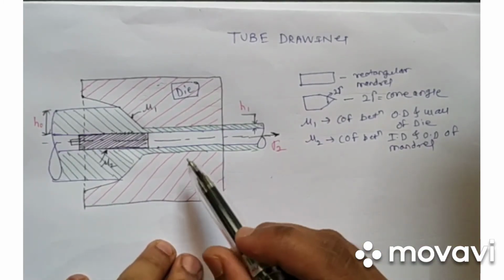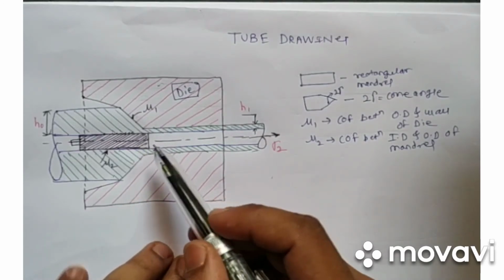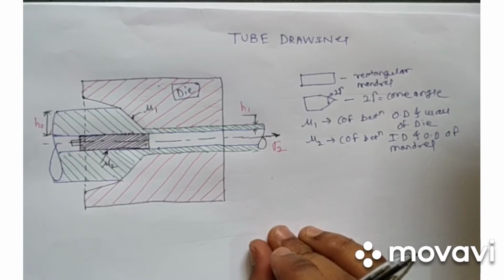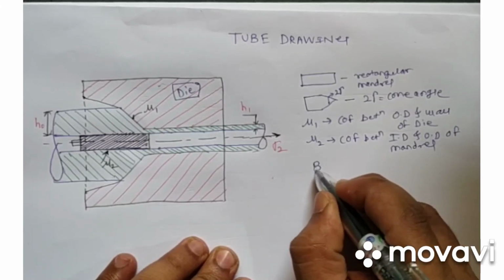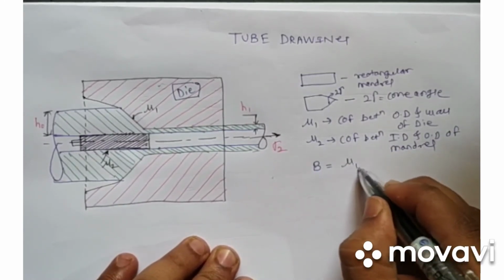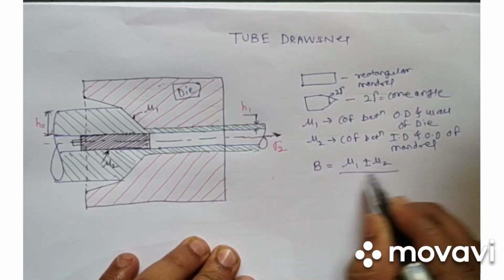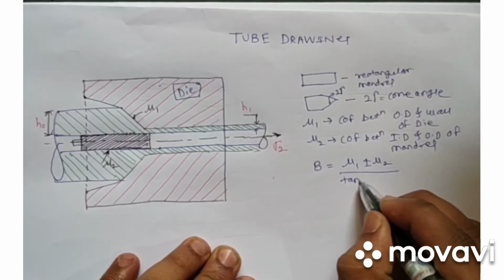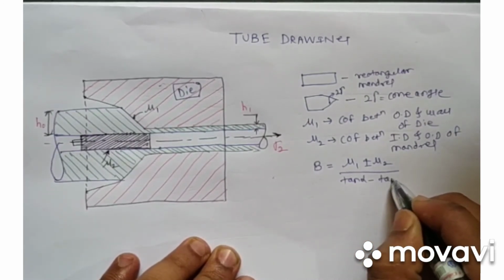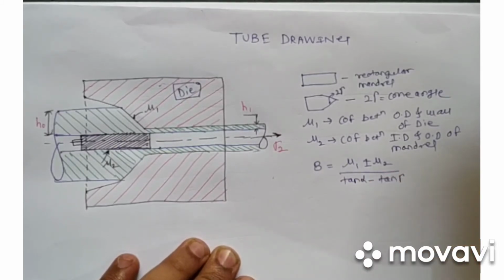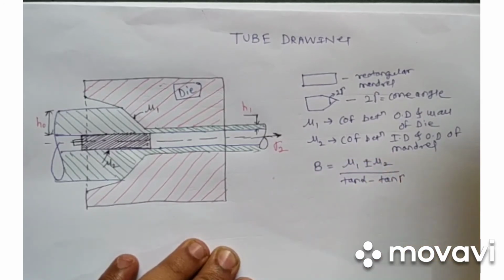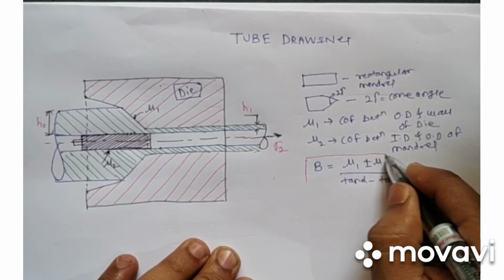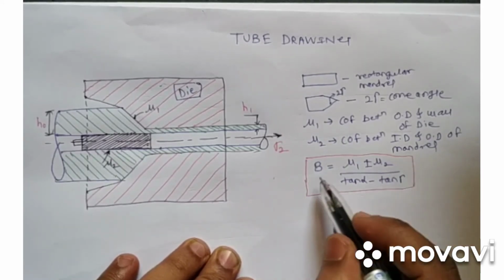Now depending on the type of mandrel, this mandrel can be a stationary mandrel, a moving mandrel, or a floating mandrel. Depending on that, we have a value of B which can be calculated as mu1 plus mu2 divided by tan alpha minus tan gamma. In the previous case we have seen that this B was mu1 by tan alpha only, that is nothing but mu1 into cot alpha.